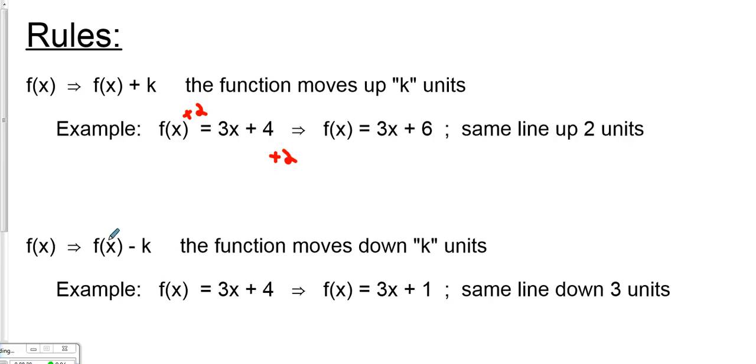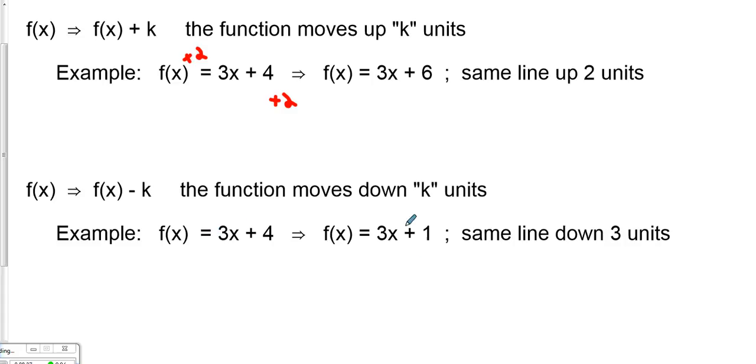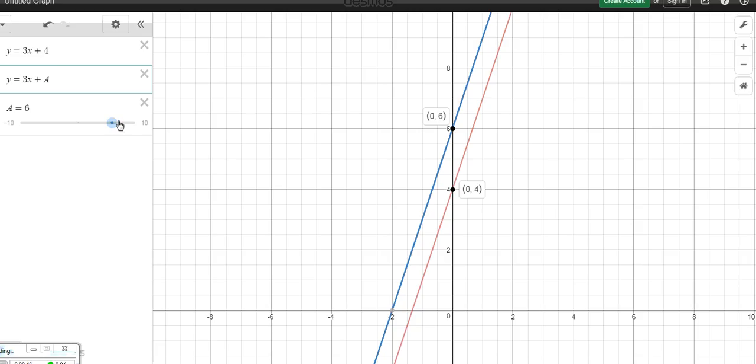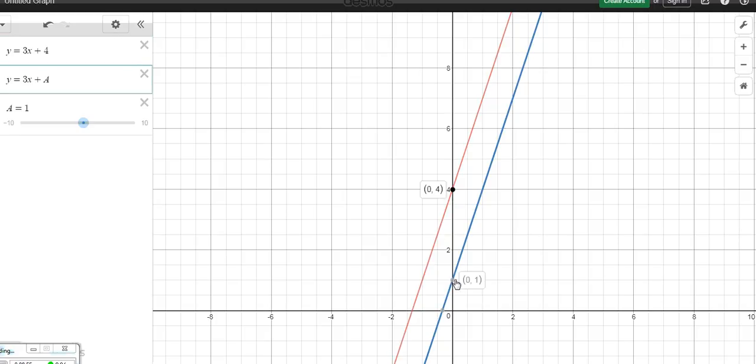Same thing, if I do f of x minus k, the whole function will move down k number of units. So to go from 3x plus 4 down to 3x plus 1, I had to subtract 3 from that, or f of x minus 3. I'm subtracting 3 to go down. So on here, instead of plus 4, this should be down at a plus 1. So again, normally it was supposed to be here. It's now down here. It's the same exact line. Everything just shifted down 3 units.